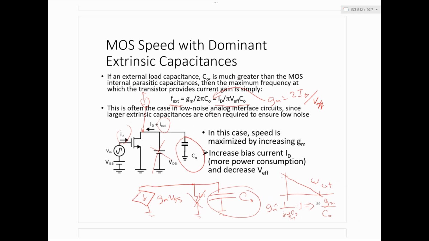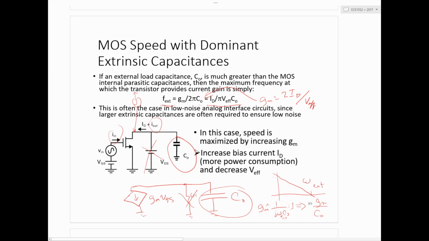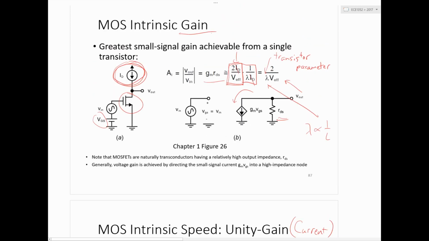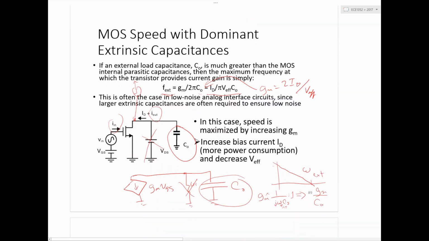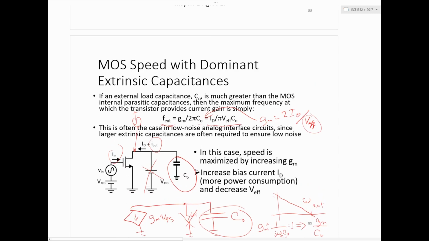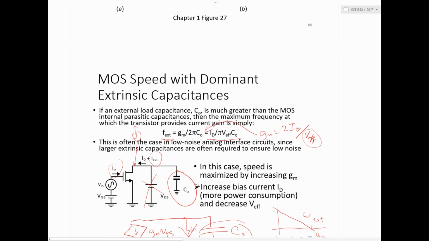So you see, of these three situations we talked about, the key takeaway points I want to emphasize are: if what you care about is gain, that suggests you should bias with a low V effective. If what you care about is extrinsic bandwidth, you should also bias with a low V effective, which we said pretty much always means you're around weak inversion, like 100 millivolts of overdrive voltage, and then you can fine-tune from there.